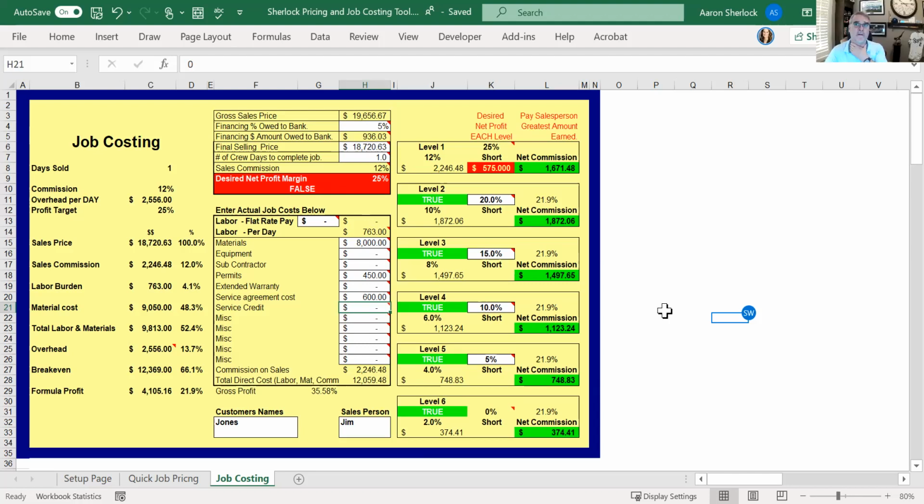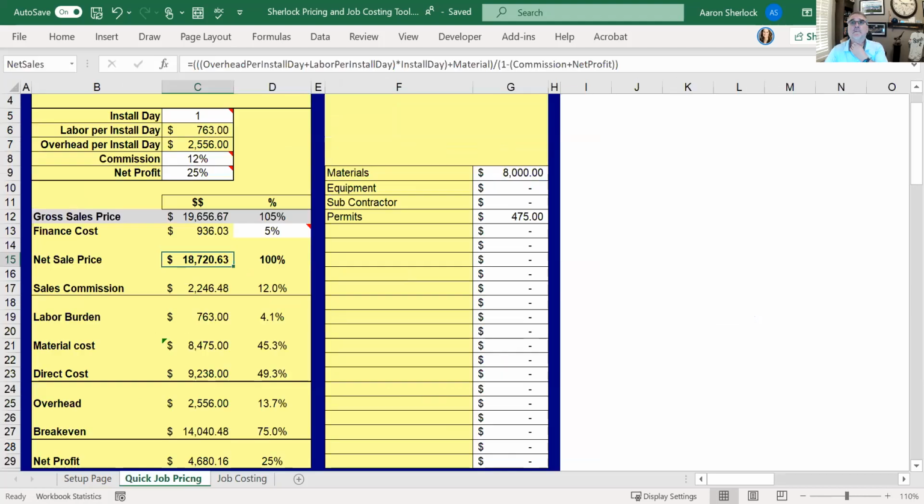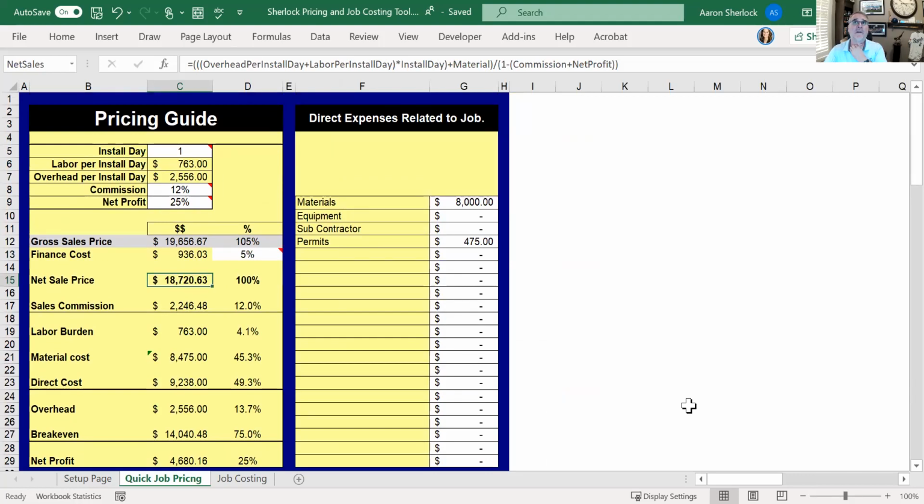So let me repeat what I heard. You're going to build your tasks. If you click on the quick job pricer, you're not going to be able to build tasks in here, because this is based off of one install day. So what you'll have to do is take your cost of the parts plus the time you have for those parts, and then divide that by 63%, because you've got a 12% commission and a 25% net profit, to get your selling price for that task that you're adding in there, right?